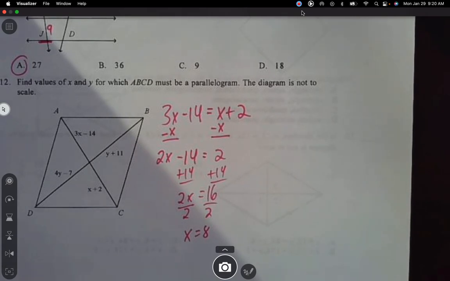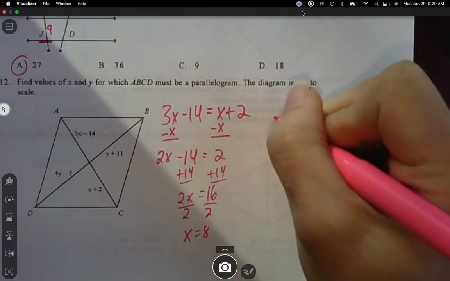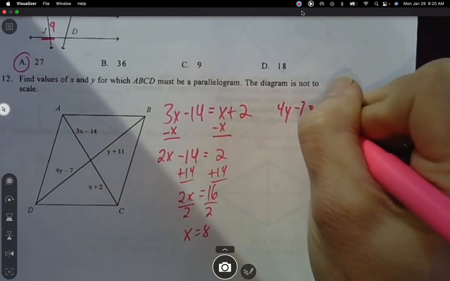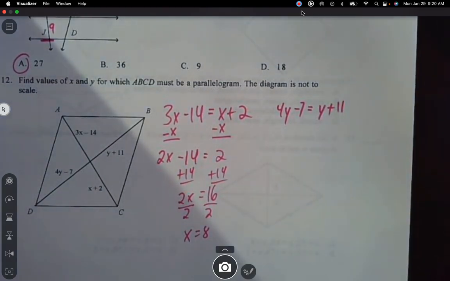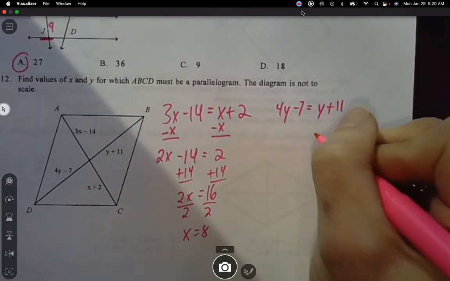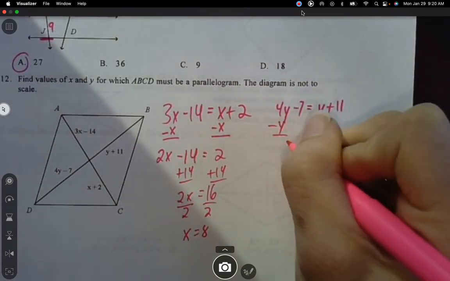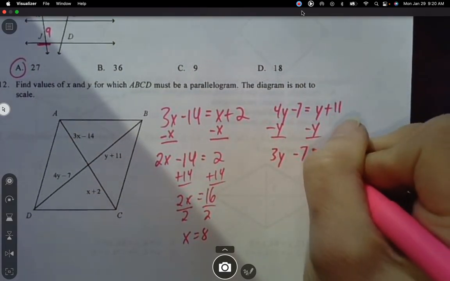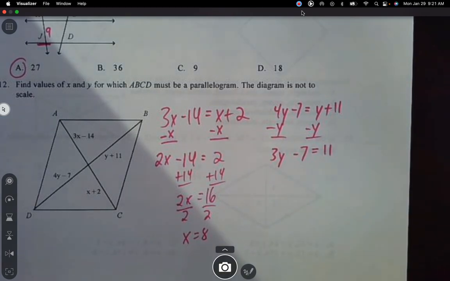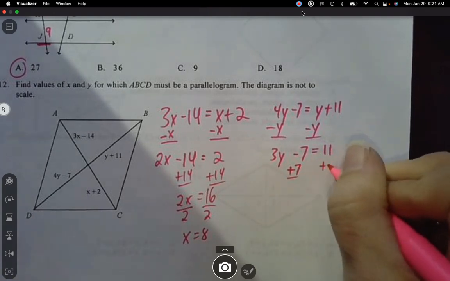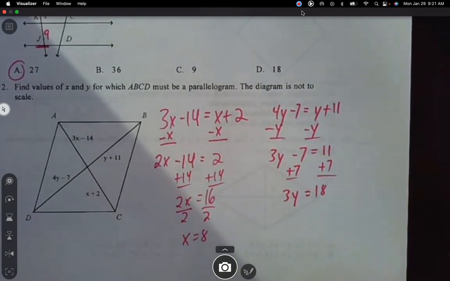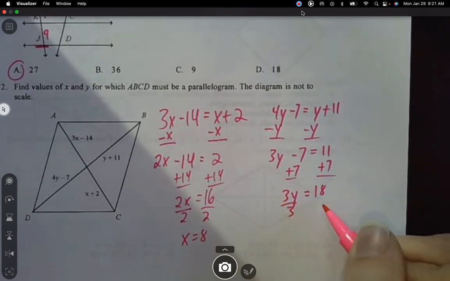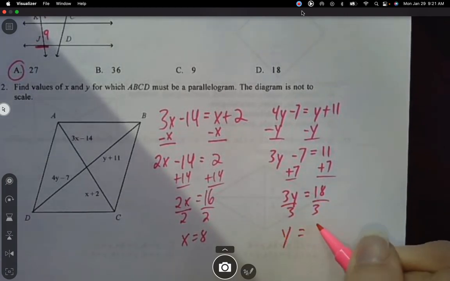All right. For the y's, it's 4y minus 7 equals y plus 11. How do you solve this one? Subtract y. Very good. So 3y minus 7 equals 11. What do I do to solve? Add the 7. 3y equals 18. Then what? Divide by 3 and y is 6.